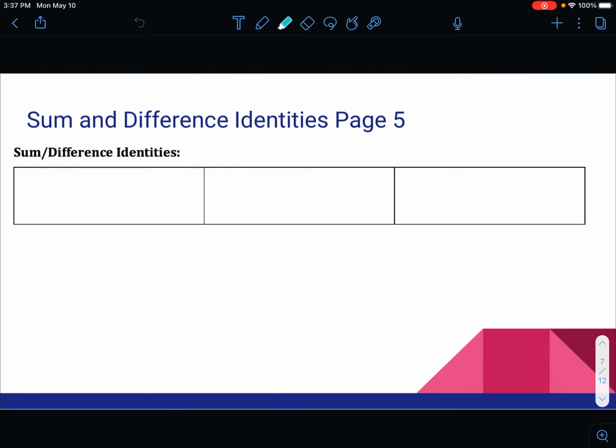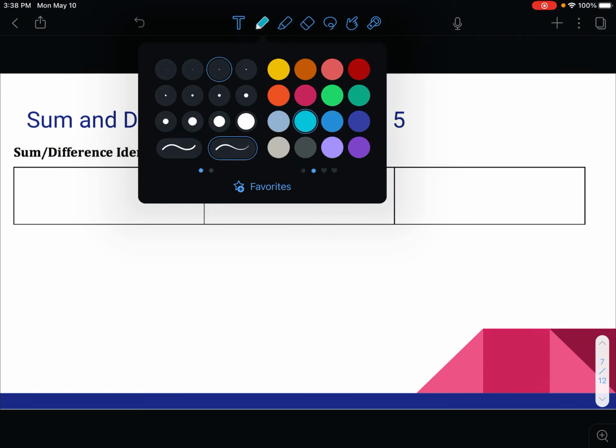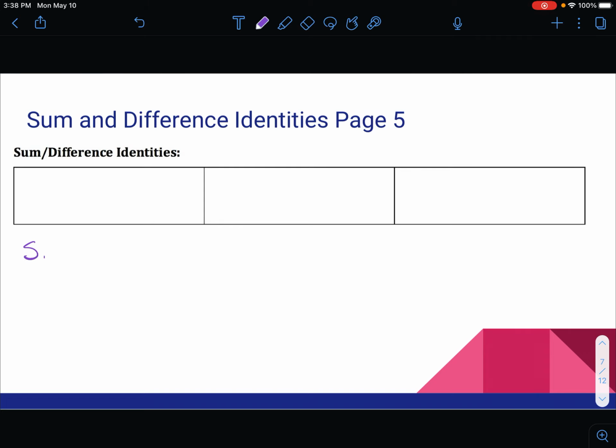We are on page 5 in your packet and we are going to write down the sum and difference identities for both sine and cosine. I'm going to do it right here. If I have the sine of some value plus another value or minus, those are two separate situations.